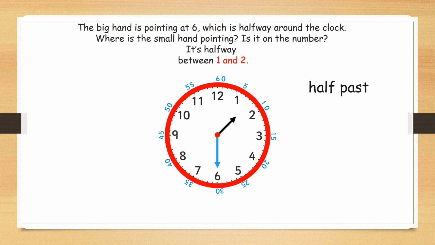Where is the small hand pointing? Can you look closely, children? Very good. It is halfway between 1 and 2. Can you see the hour hand? It is between 1 and 2. So we say it is half past.